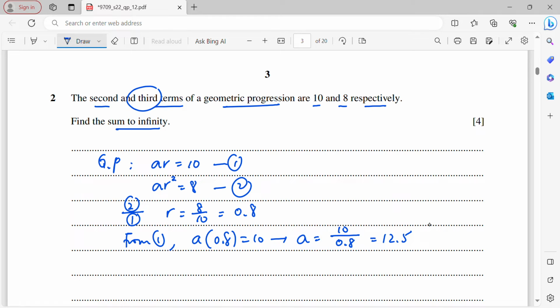Now, the sum to infinity formula is a over 1 minus r. Then I will just replace with 12.5 over 1 minus 0.8. That means I am getting 12.5 divided by 0.2, and at last, you will be getting 62.5. So that is the solution for question number 2.